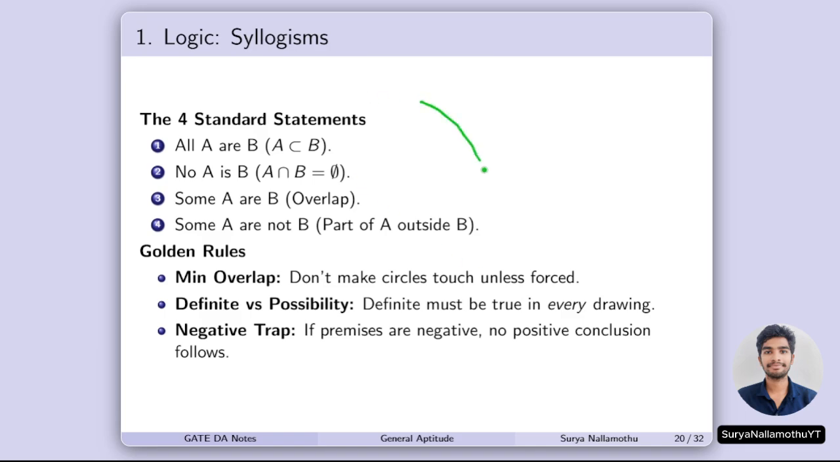Here are the four standard statements. All A are B, we apply this statement here. No A is B means A and B is null. Some A are B means A and B is not null. Some A are not B is also the same condition. The golden rules: minimum overlap, definite versus probable, negative trap. So these are some important rules for applying in the problems.